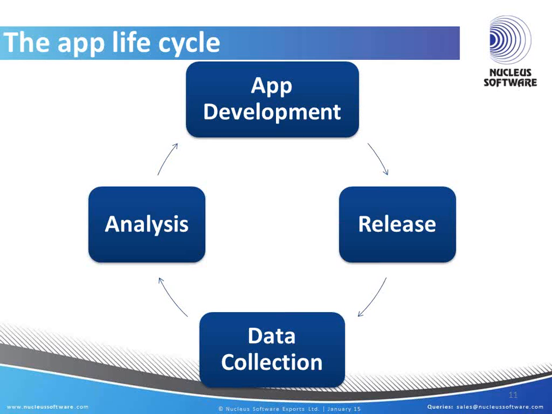So let's see how the cycle of app development, or basically how the app itself, works. You develop the app and then you release it. Then you collect the data, analyze it, update the app or develop a new version with just a modification, and release it. This is what continues. You need to test, you need to develop, and basically you need to release. So there is no ending here.